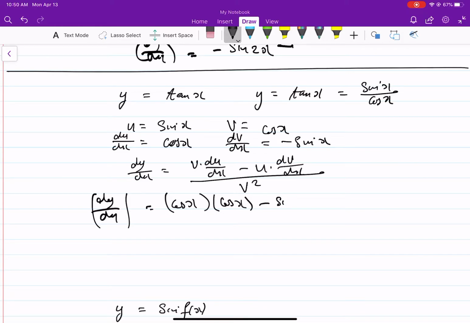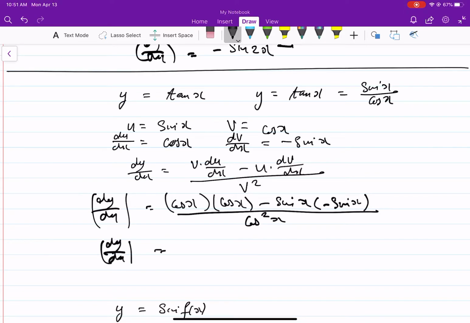is sine x, times the differential of the denominator, dv/dx, that's a minus sine x, all over v squared, all over cos squared x. So dy/dx is equal to cos x by cos x is cos squared x, minus sine x by minus sine x, minus and minus gives me a plus sine squared x, all upon cos squared x.